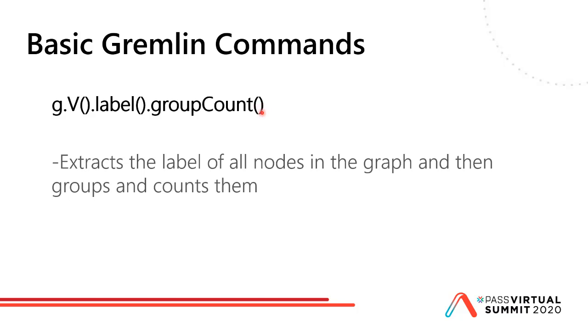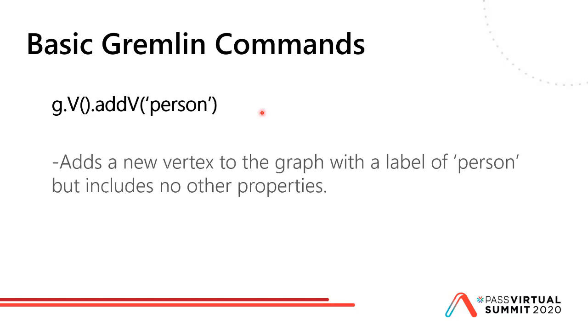Now, what we've done till now is basic select statements. We also want to be able to modify the state of our graph. Very similar to SQL, we have the CRUD operations, so we can create, update, and delete. So let's have a look at how that happens. The first thing we're going to do is add a node, and we can do that with the addV. So this is add vertex. And what I'm doing is adding a vertex with the label person.